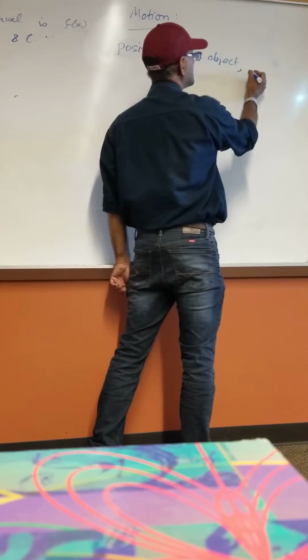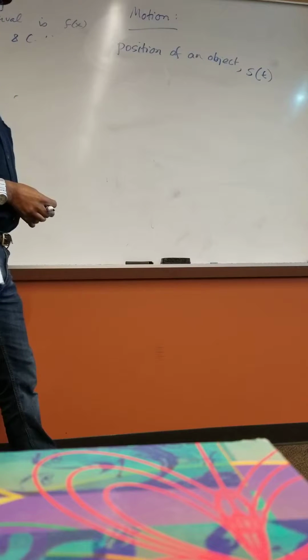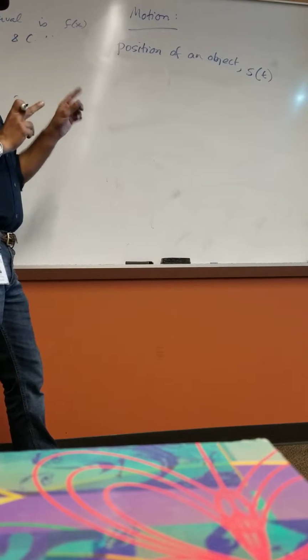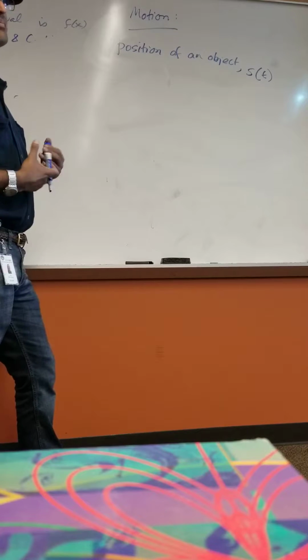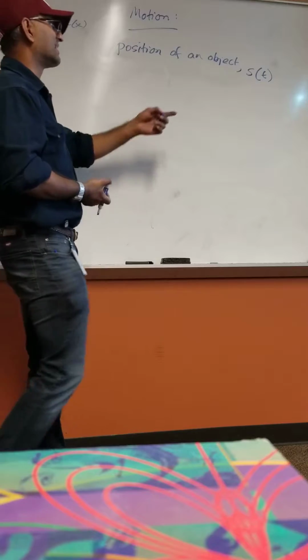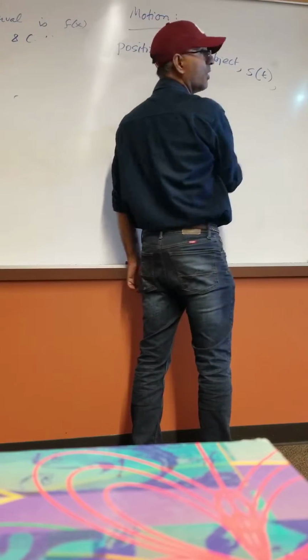You're learning something new. The symbol is S of t. For the physics kids, that's because it's really what is called displacement. Okay, it's not distance. The position of an object is said to be depicted by the letter S of t at any time t.